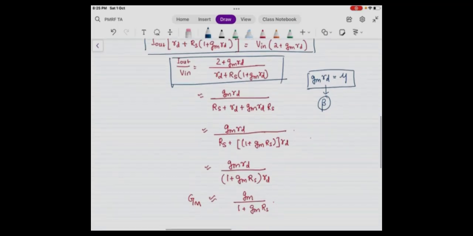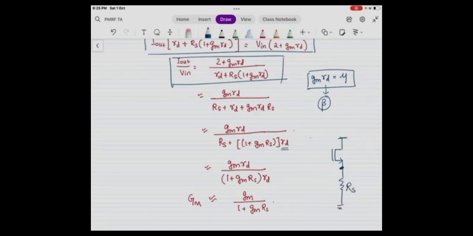I have opened the bracket, and now I am taking RD common here. Why do we do it like this? So as to arrive at a point where we can say that the resistor present in the source of the MOSFET has actually degenerated the MOSFET. So this is called source degeneration.